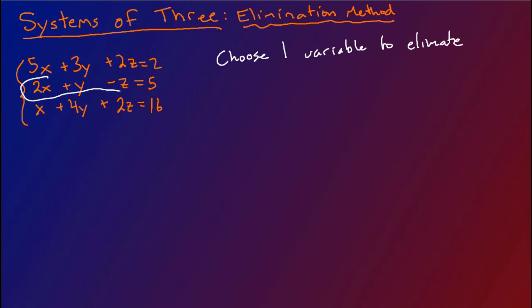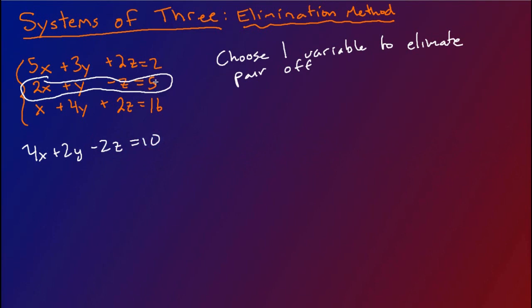And the reason I say that is because, well, this equation right here has a negative z. So I've circled this equation. What I'm going to do is pair this equation off with the other 2 equations. And in these 2 equations, I want to eliminate the same thing. So I'm going to multiply this equation by 2. So I'll get 4x plus 2y minus 2z equals 10, and a common mistake is not to multiply that last thing, so I want to remember that.